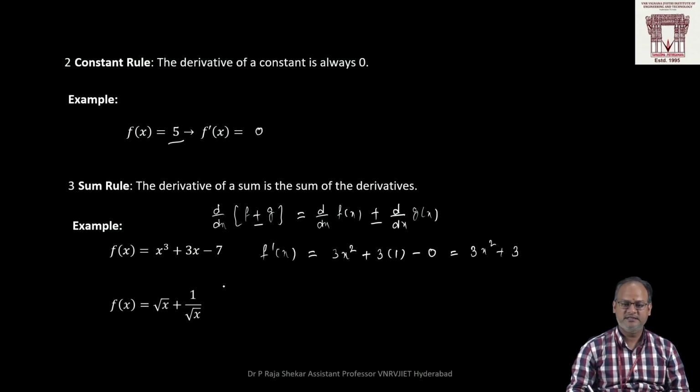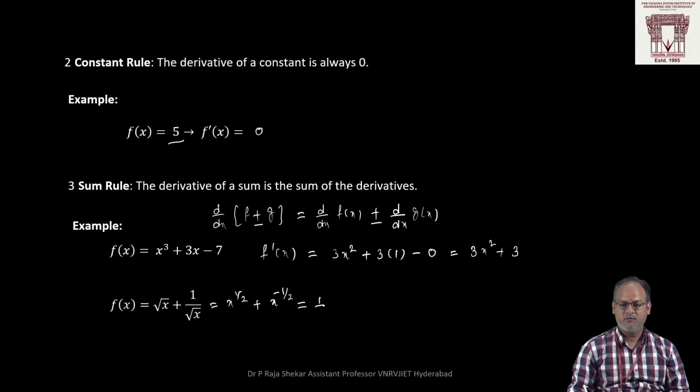Let me take one more example. In these lines, I have f of x as root x plus 1 by root x. So root x, how could we write root x as x to the power 1 by 2? This also we have seen in the previous sum. And now the second term we have 1 by root x, which is x to the power minus 1 by 2. So we need to differentiate x to the power 1 by 2 and x to the power minus 1 by 2 separately and sum up those two.